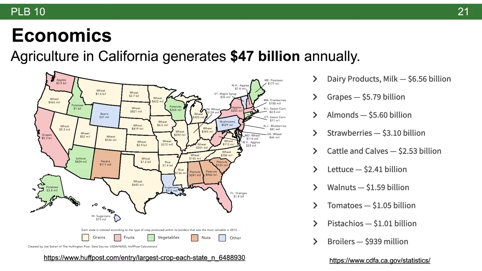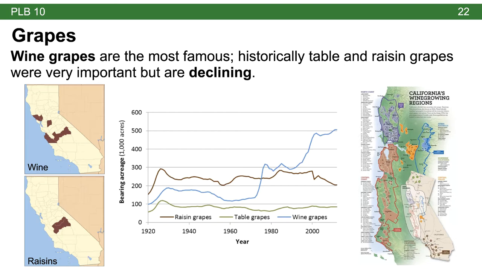When we indicate that grapes are the most economically important agricultural product in California, most people probably think about wine grapes. And indeed, California is really famous for its wine grapes. But historically, it's actually been table and raisin grapes that are most important. Now, those are in sharp decline over recent years, and wine grapes are quickly accelerating. And we have some of the most famous wine regions in the whole world, with varying types of soils and climate conditions that make them amenable to certain kinds of grape varieties.